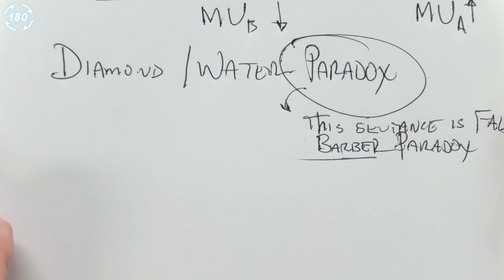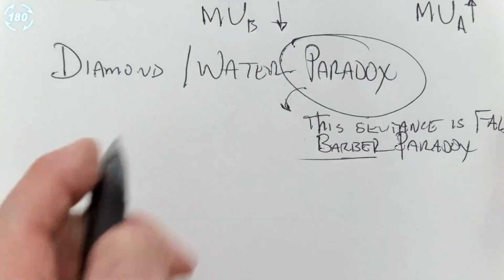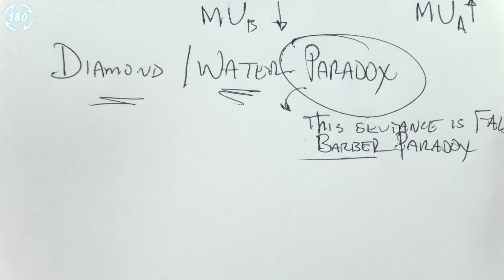And why is this? Because here's the deal. We all know that water is more essential to life than diamonds. Everybody knows that. Everybody knows water's more. You got to have water to live, but you don't have to have diamonds. Unless you're Elizabeth Taylor, you don't have to have diamonds to live. But why is it then that the price of diamonds is so much higher than the price of water?